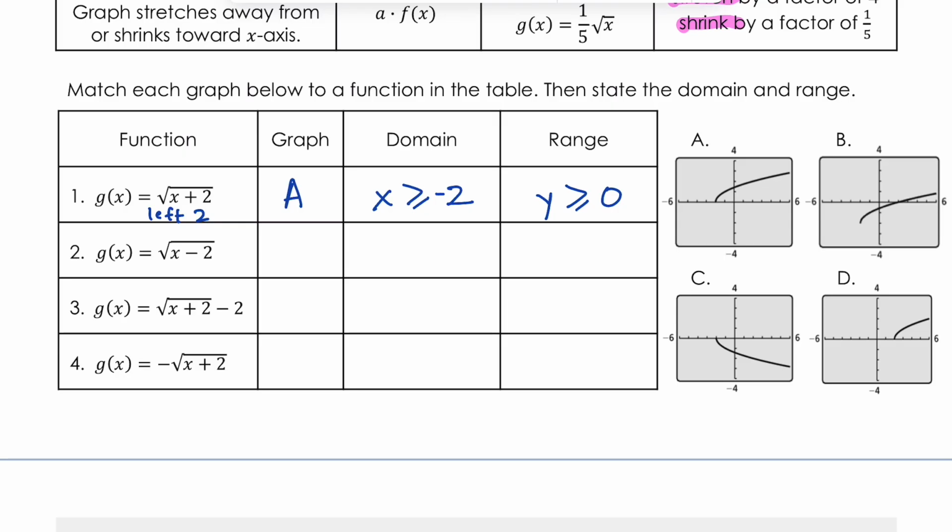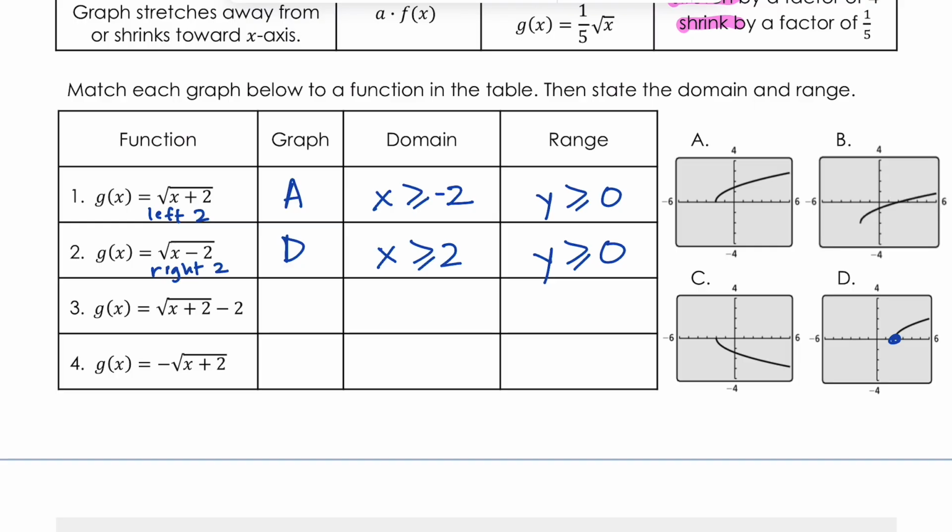Okay. For number 2, this one is moving right 2 units. So we're going to start at the point 2 comma 0 over here on graph D. And so our domain is only going to the right, or greater than or equal to 2, and it's still going only up from 0.